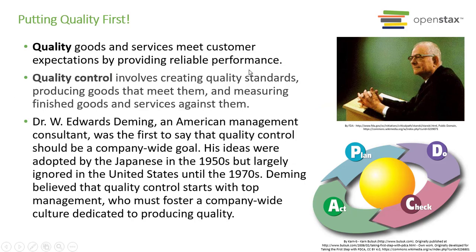You can probably guess that this is definitely one of my favorite chapters, one of my favorite areas. And when I studied this in college, this is the gentleman who really made an impact on me as a business student. I'll talk about him in a little bit, Dr. W.E. Deming, William Edwards Deming. So first, let's define quality. Goods and services meet customer expectation by providing reliable performance. All right, easy enough. What is quality control? It involves creating quality standards, producing goods that meet them, and measuring finished goods and services.